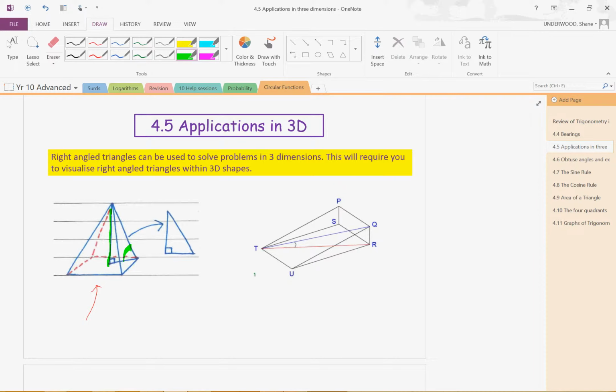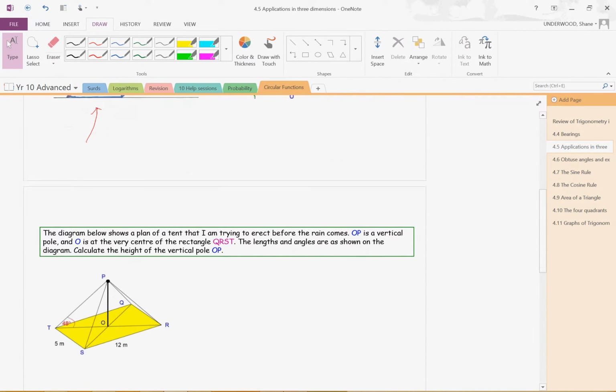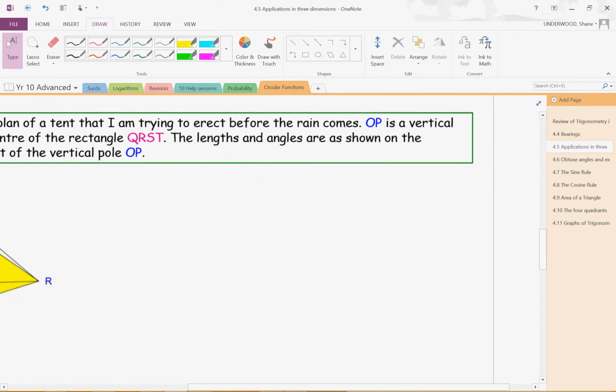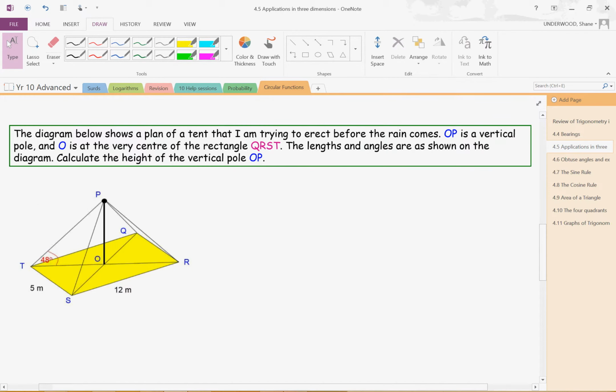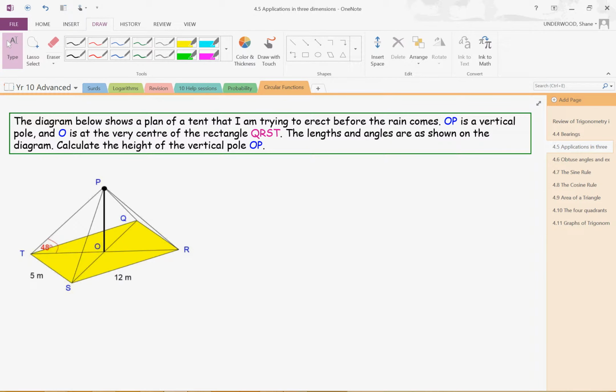So, what I might as well do is pause this video now. I'm going to zoom in and we've got a question that I'd like you to try first, because it's fairly straightforward and it really captures what you'd be doing in 3D applications. If you have a look at this, we've got a diagram that shows a tent, and a rectangular base, with a pole in the middle of this rectangle.